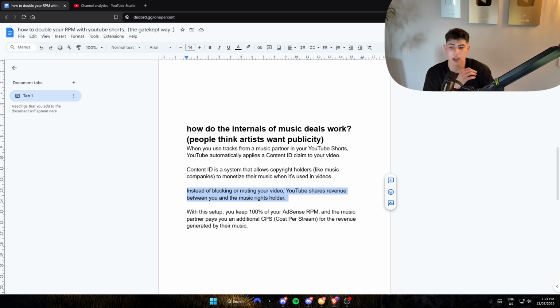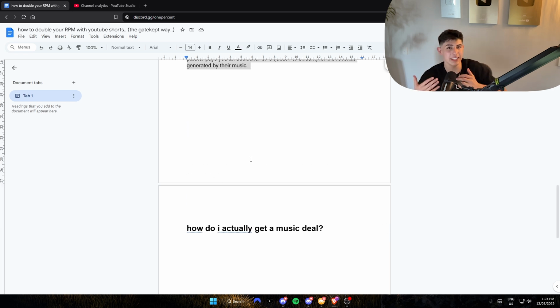You can still monetize. So with this setup, you keep 100% of your AdSense RPM, and the music partner pays you an additional CPS, which is cost per stream, for the ad revenue generated by their music. That's how a music deal works, in a nutshell. How do I actually get a music deal?